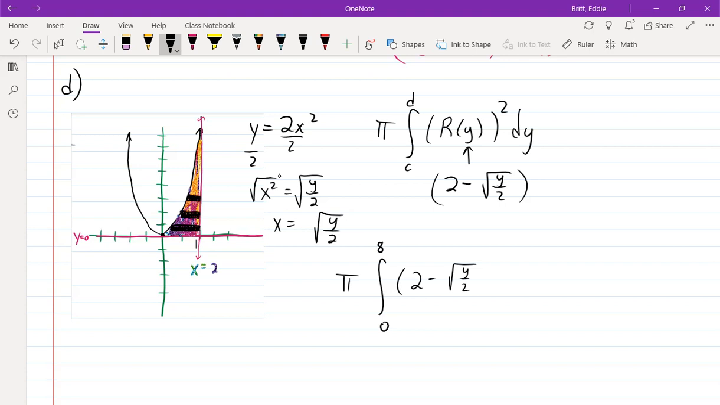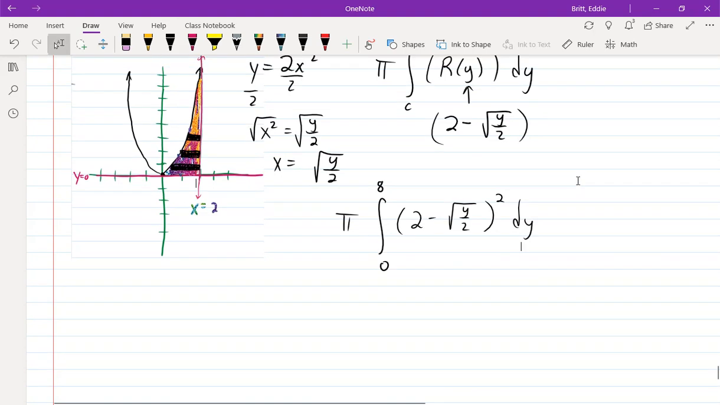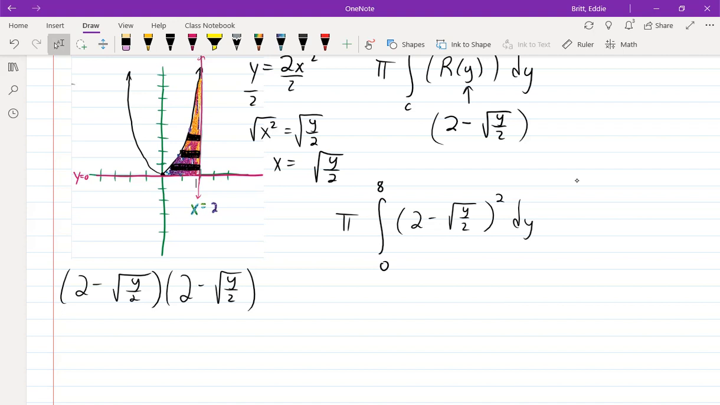So we have 2 minus the square root of y over 2, squared, dy. I am just going to do that over here on the left side. So I have 2 minus the square root of y over 2 times 2 minus the square root of y over 2. All right, so I'm going to distribute.